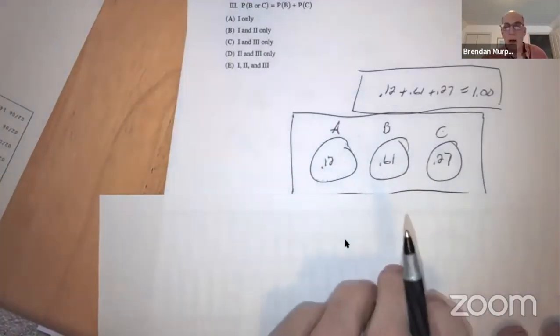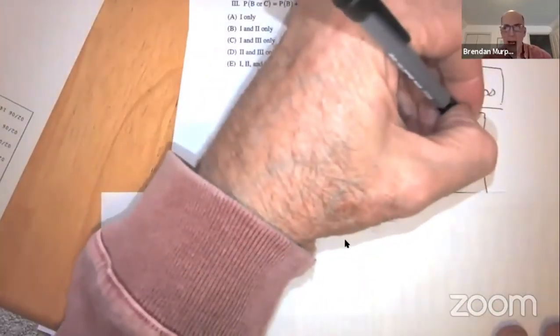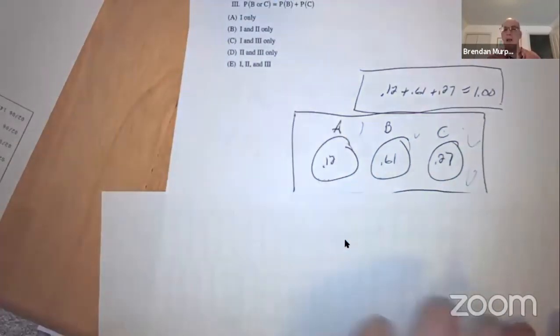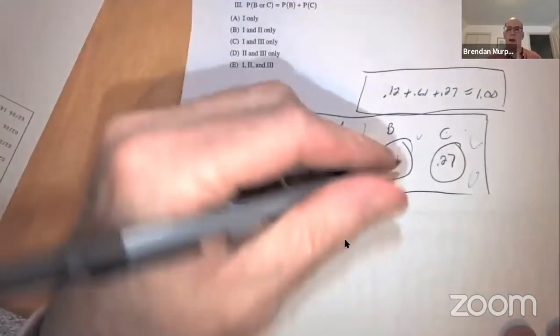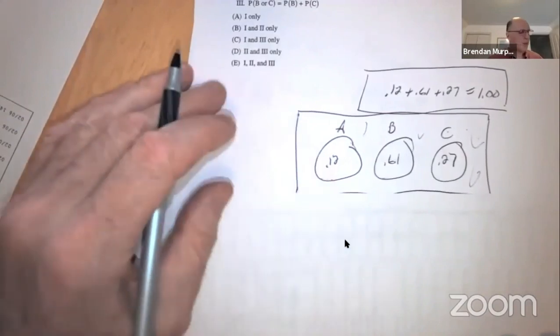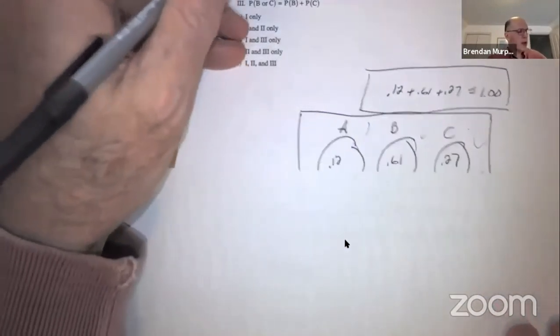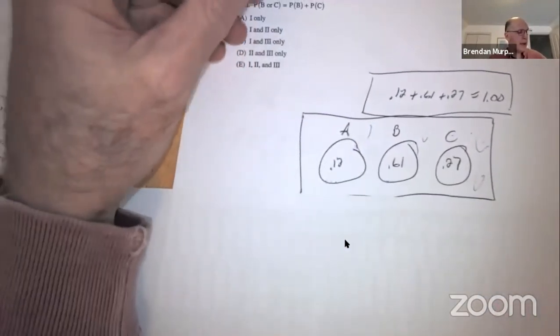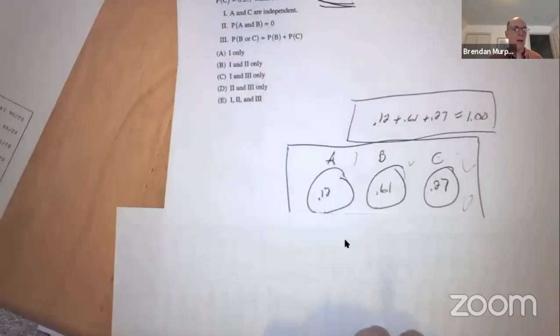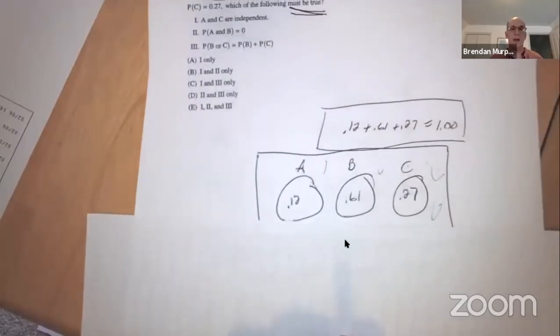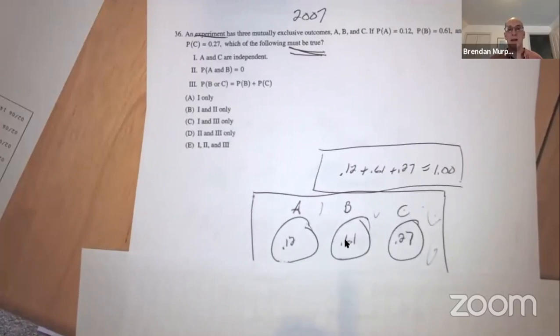If it wasn't 1, I might have put a little number out here, in the rest of the Venn diagram, but it's 1, and so I have my 3 circles, and I think I'm good. Well, Roman numeral 1 says A and C are independent. Well, we just talked about how mutually exclusive events are not independent of each other. So let me go back to that slide.